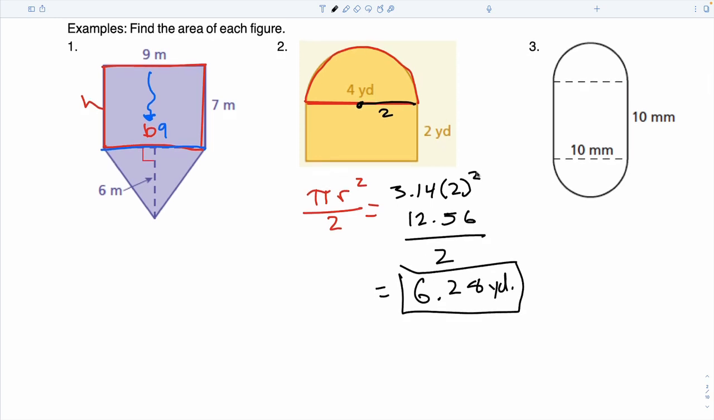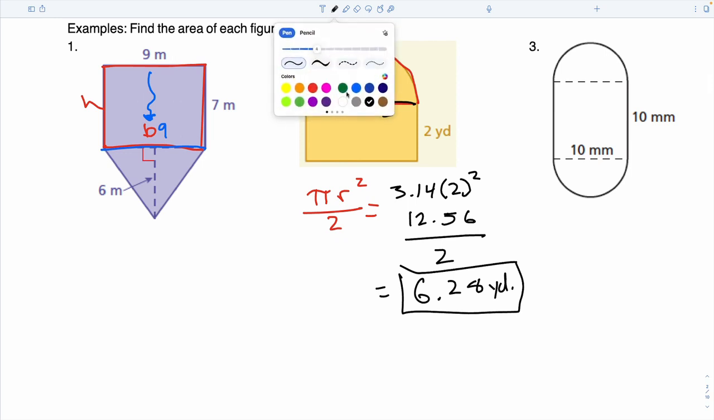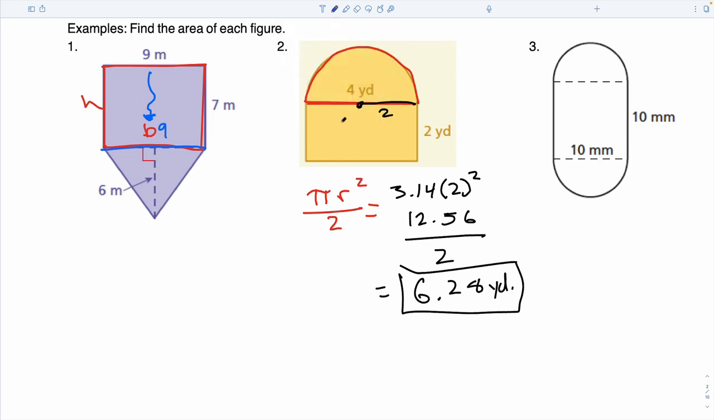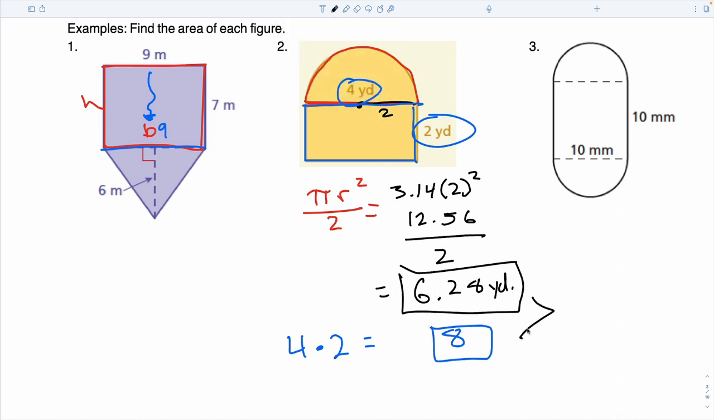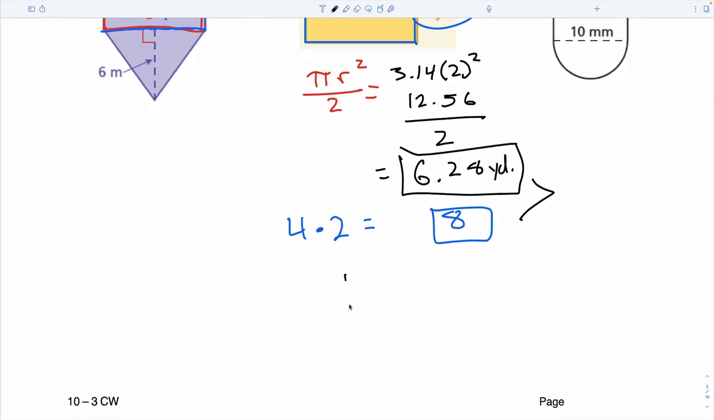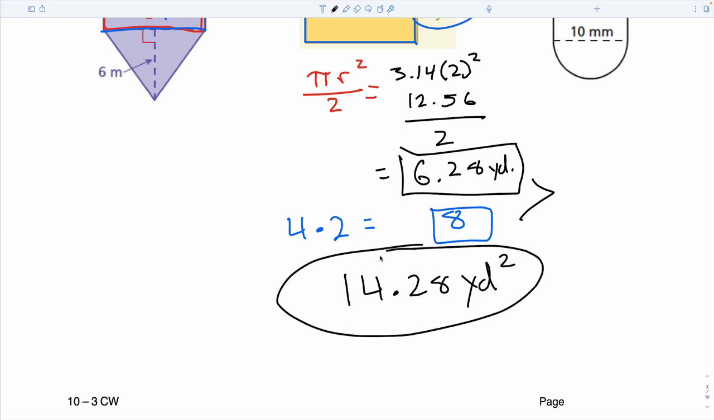Your next area is going to be found by the rectangle. What's the area formula for a rectangle? Jillian. Beautiful. And my base of this rectangle is 4. The height is 2. 4 times 2 is 8. Add those together and you have your composite shape. 6.28 plus 8 is about 14.28 yards squared. And that's your answer.